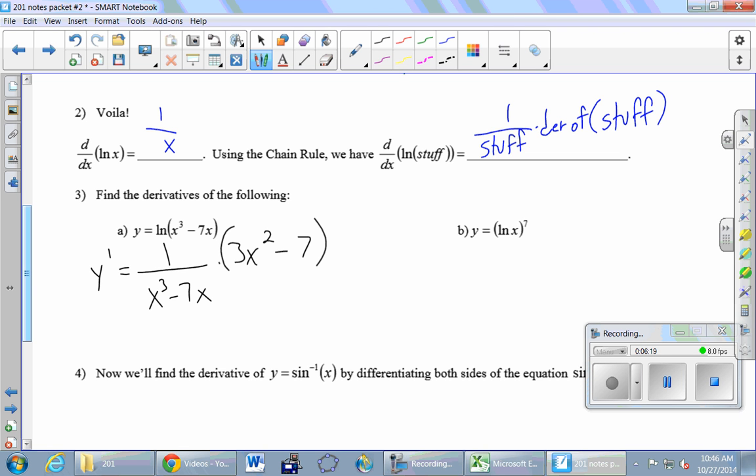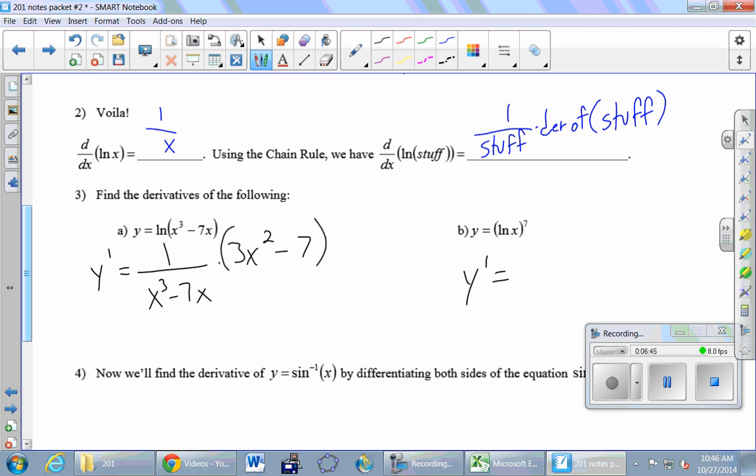Okay, part B, I see y equals ln of x to the 7th. Do you see ln of stuff in this case, or do we see a different version of the chain rule? Yeah, this is really what? How do I say this in terms of stuff? Stuff to the 7th. That's what this is, right? This is some stuff to the 7th.